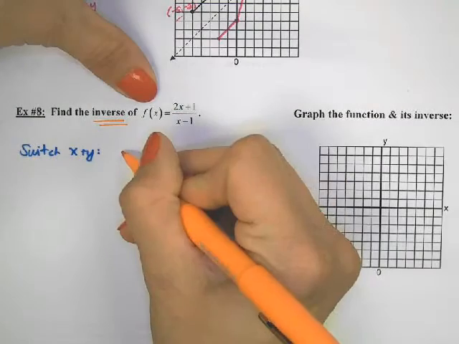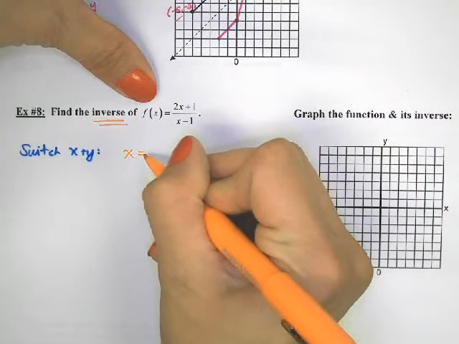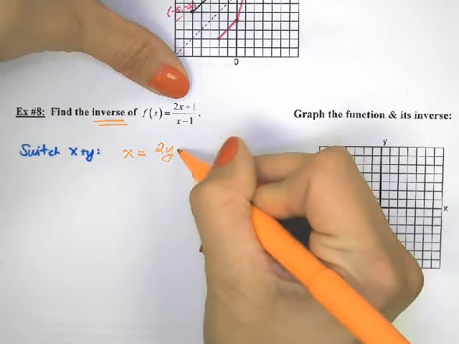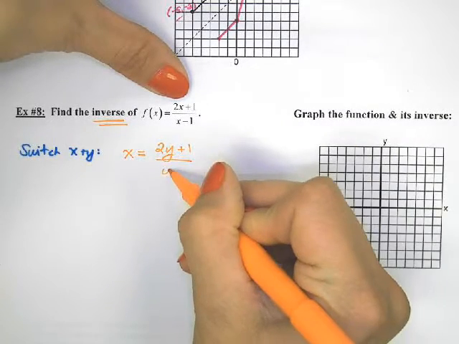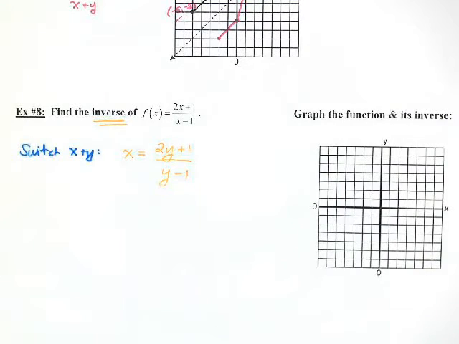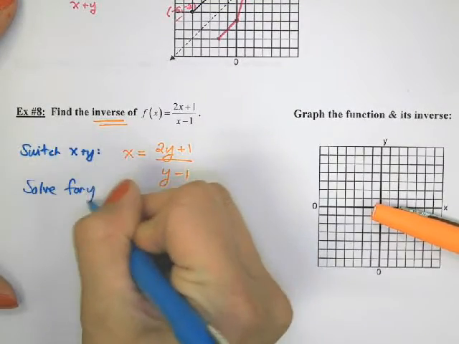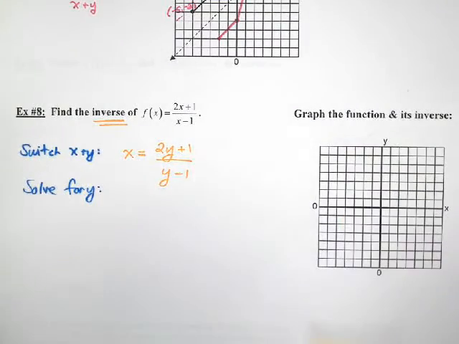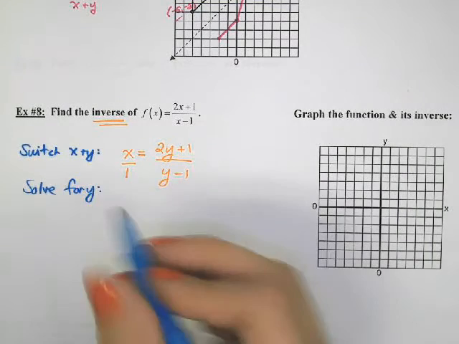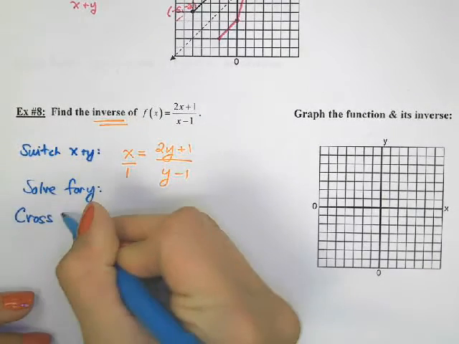This is the y spot, so I'll make that be x equals 2y plus 1 over y minus 1. Step 1 is usually pretty good. Switching x and y, people do not have a problem with that. Now I have to solve for y. How am I going to do that? I can take x and put it over a 1. Maybe people want to shout out 2 words. To solve this, it would be a good idea to cross multiply.